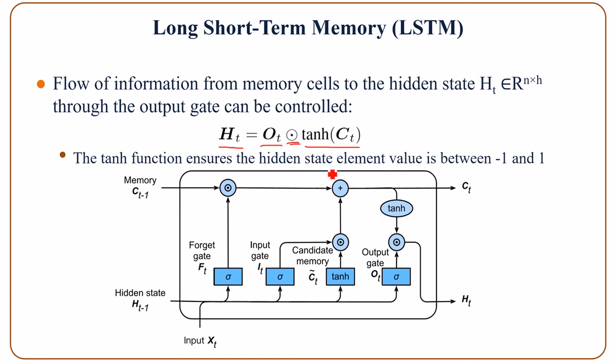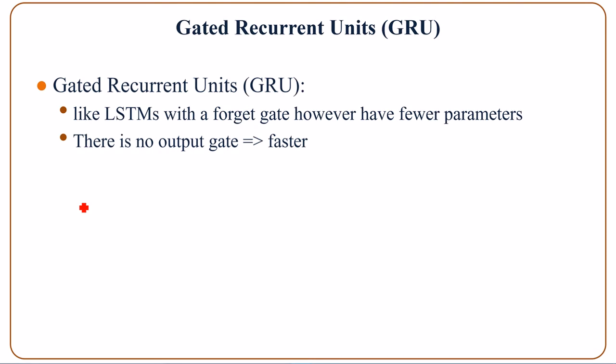The range of the hidden state element is between -1 and 1 as we use the tanh function. The value of h_t right here is between -1 and 1. Now we talked about gated recurrent units, or GRU in short. GRUs are very much like LSTMs. However, there is no output gate.